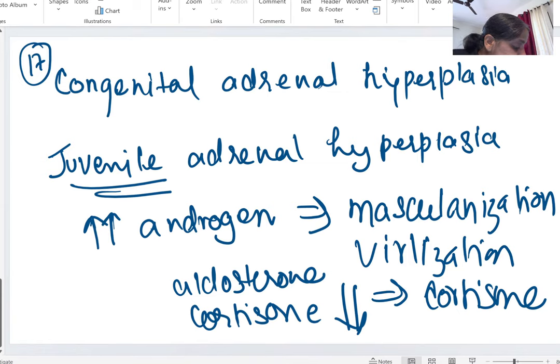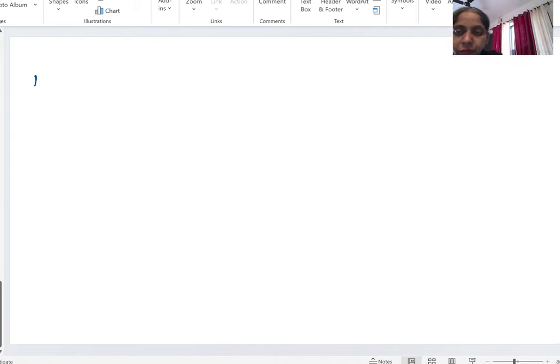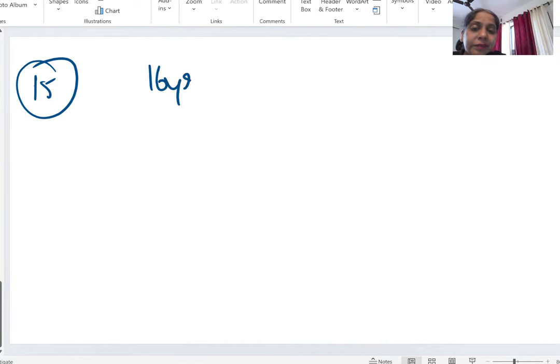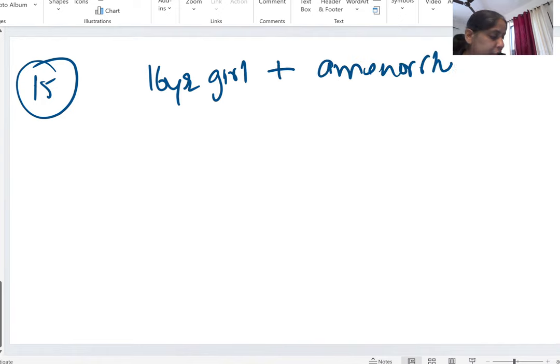Question 15. A 16-year-old girl has come with amenorrhea. Her breast and genital examination was normal. She is found to have 5 alpha reductase deficiency.